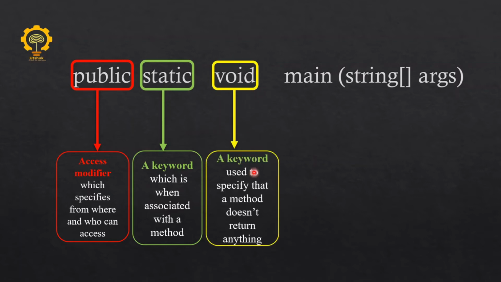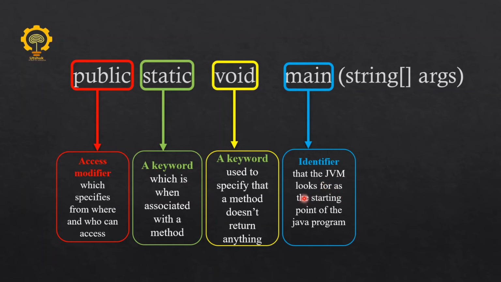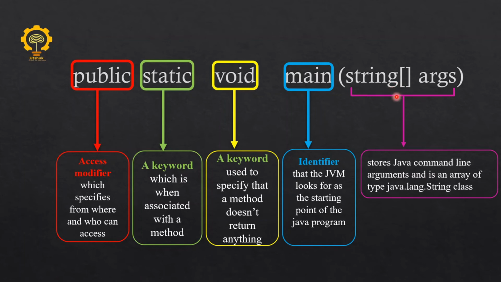This is our return type. Void is a keyword used to specify that a method does not return anything. And main is the identifier that the Java Virtual Machine looks for as the starting point of the Java program whenever the program starts. This stores the command line arguments, and its type is an array of the String class, which is defined in java.lang. So whenever the Java program is run, it searches for the main method, and this is our Java main method.